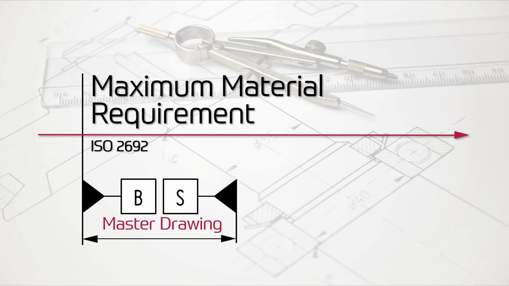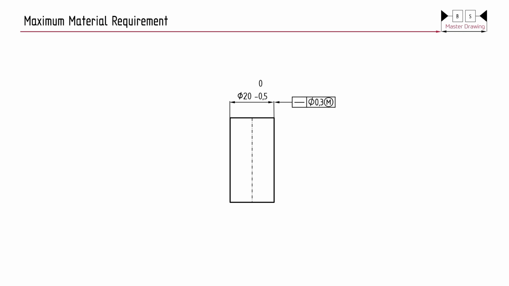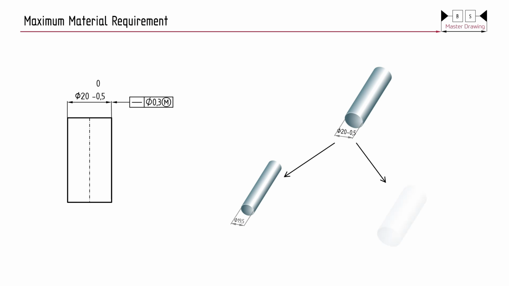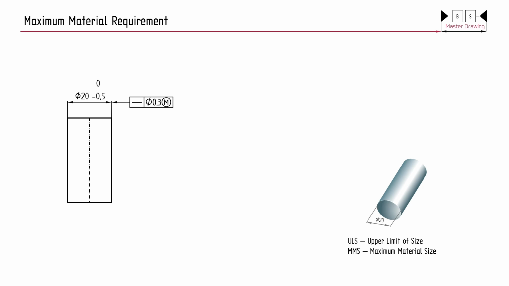The drawing specifies a straightness tolerance for the shaft's median line. The M modifier, placed next to the tolerance value, indicates that the straightness requirement applies to the feature when it is at its maximum material size. This means that the shaft has a permissible limit size at which it contains the maximum amount of material. For an external feature, the maximum amount of material occurs when it reaches its upper limit size. In this case, that is the largest permissible diameter, 20.